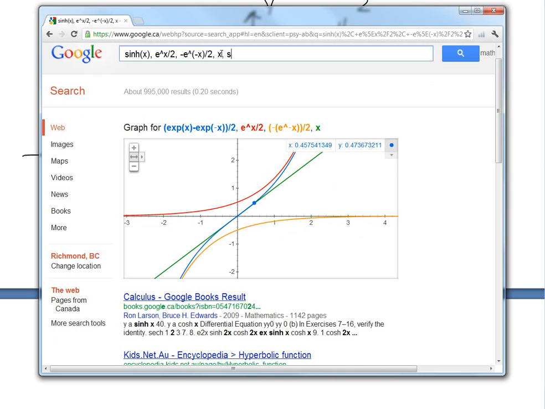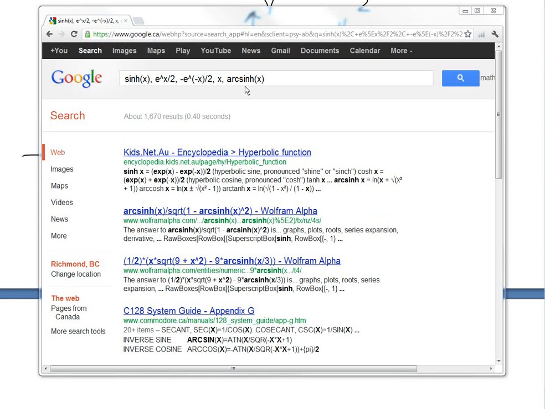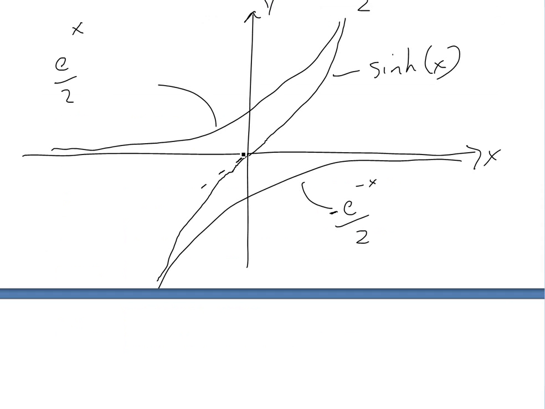So then if you have arc sinh, yeah, actually, Google calculator doesn't. Well, I don't know how to graph arc sinh of x, but we can derive it. But anyways, it's going to be a reflection off this line anyway. So it's going to be something like this right here. It's going to be something like this one.